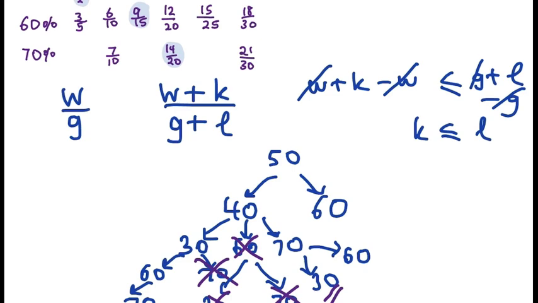Now, 50, 40, 70, 60. Is that possible? So we're going from 1/2 to 2/5 to 7/10 and then to 60%. So we could go from 7/10 to 9/15, so that's all right. Then from 9/15, what should we do next? We have to go to 30%.